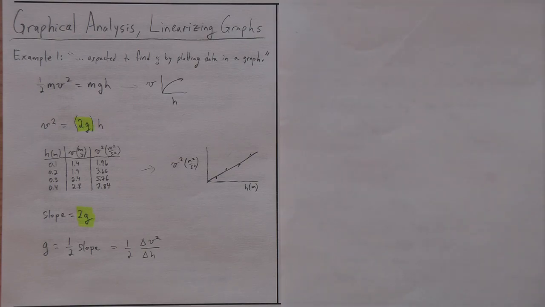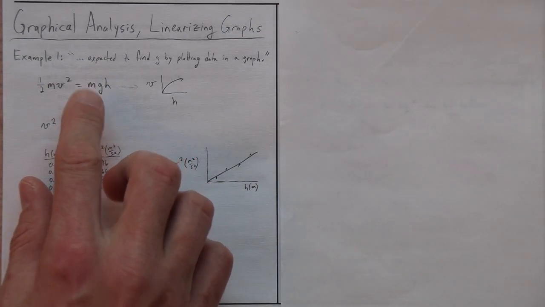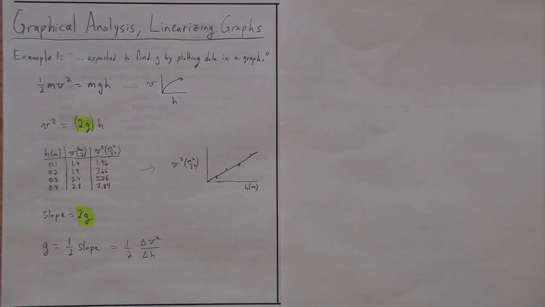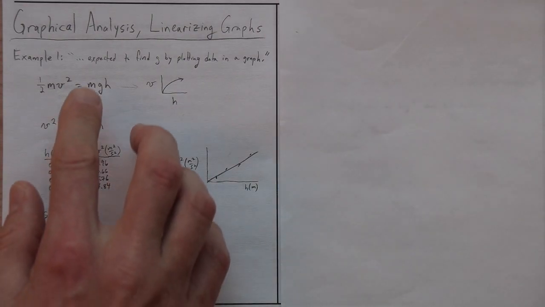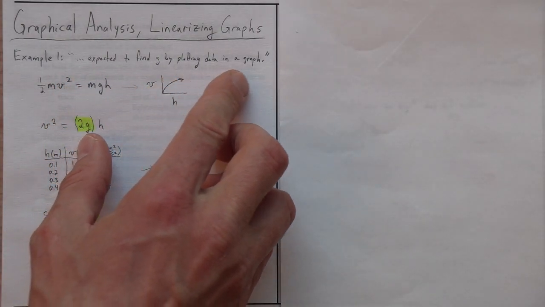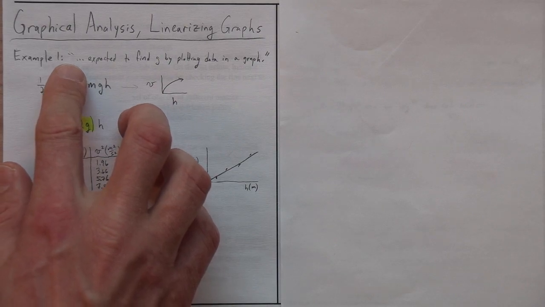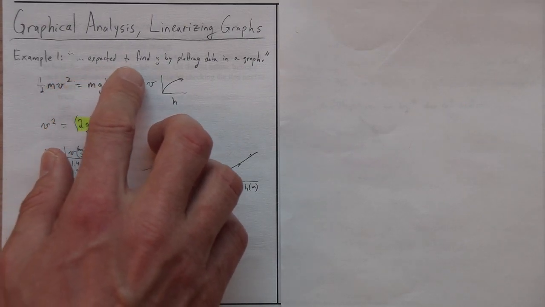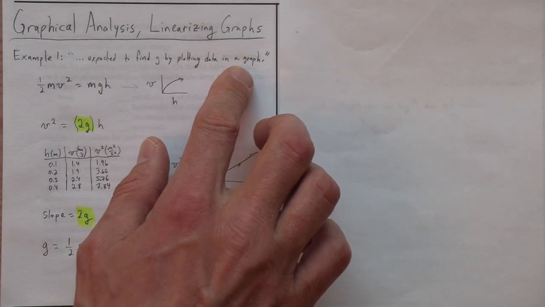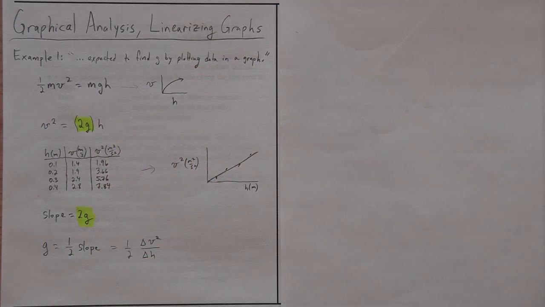That's what I want to focus in on now, because a lot of these questions, you'll see, say generate a procedure that generates a graph. Here are words taken from one free response problem. It said, quote, the students are expected to find G by plotting data in a graph. So it tells you right away you're going to have trends in the graph. But the problem is not all trends are straight lines.